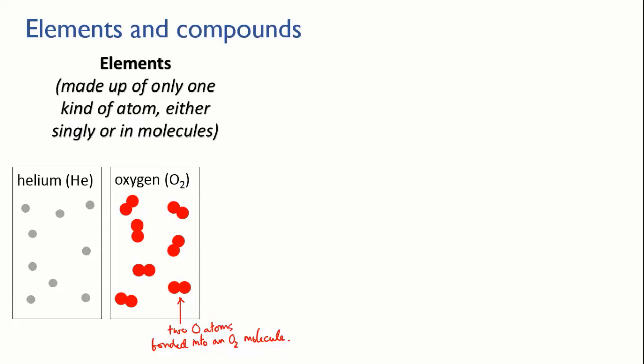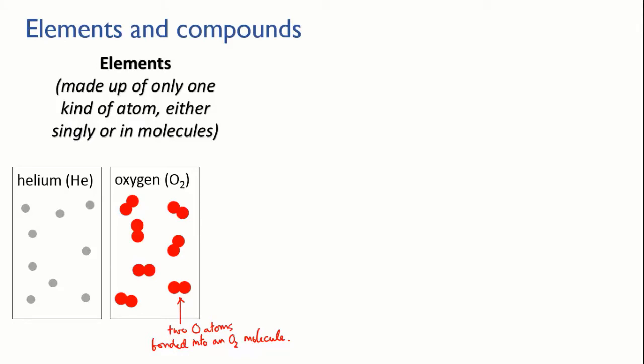Note that on the periodic table, the symbol for oxygen is just O. That's when we're talking about the oxygen atom by itself. But when you encounter oxygen gas in the real world, it always exists as molecules, so it's written as O2 to indicate that each molecule consists of two oxygen atoms joined together.